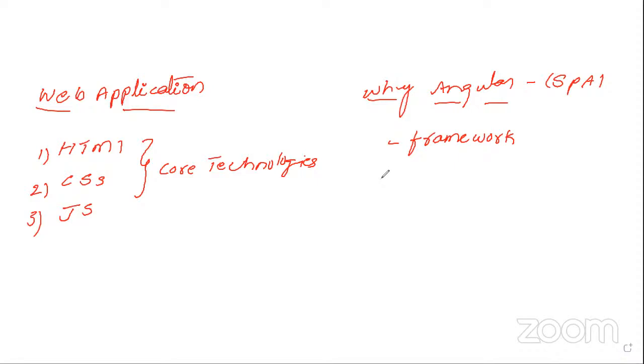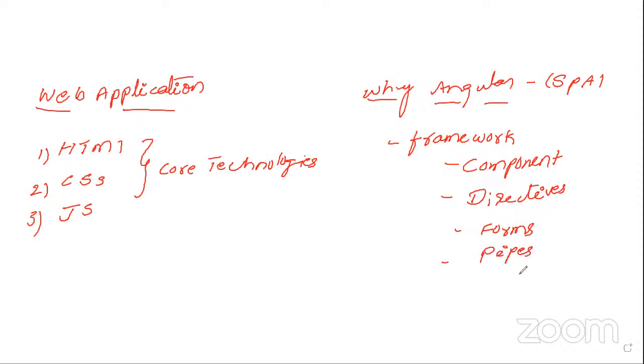framework, it is in line with some sort of features like components. This Angular has a component feature. I'll explain about what is component. This Angular also has directive features, directives. Angular also has forms and form validations. Ready-made validations are there, forms and the form validations. Angular also has pipes, which are called filters in the older versions. In the latest version, the filters are called pipes.